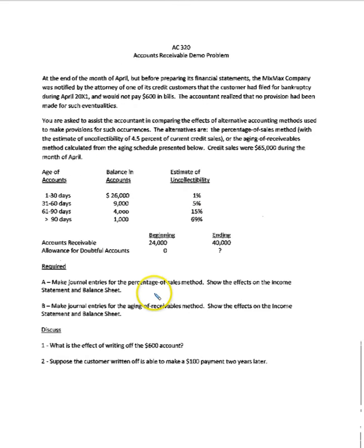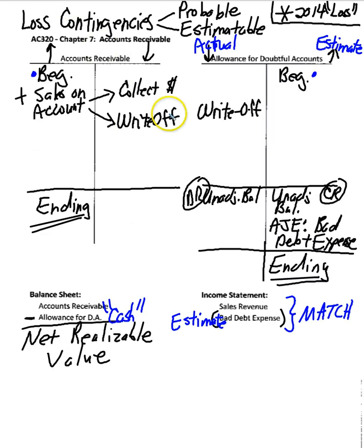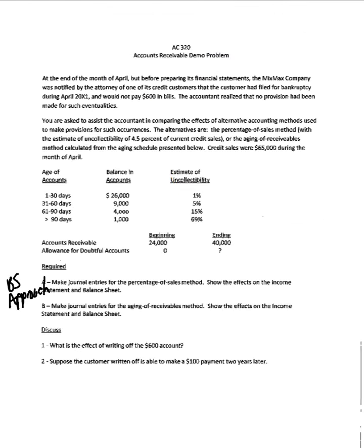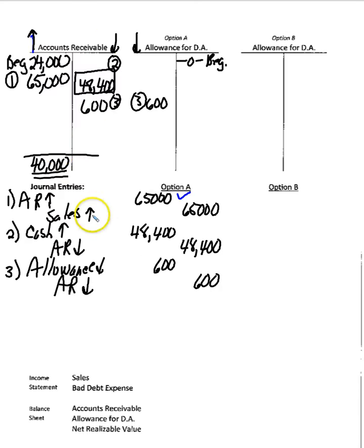Option A, make journal entries for the percentage of sales method and show the effects on the income statement and balance sheet. Okay, there are 2 approaches. Approach number 1 is the balance sheet approach. The balance sheet approach is going to focus on the relationship between accounts receivable and the allowance account to come up with our estimate. So what we'll do is we're going to look at that $40,000. So recall, there's $40,000 in accounts receivable.